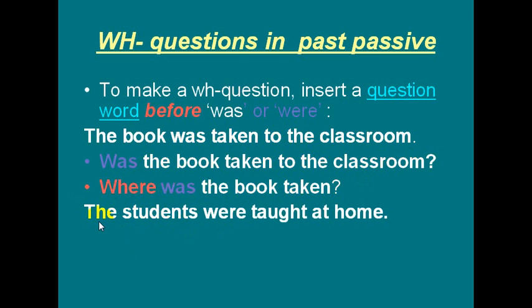Another example. The students were taught at home. This is a passive sentence. First, I will make a yes no question. Once again, I will swap verb to be were and the students the subject. The students were taught at home. It will become were the students taught at home. So I will start with were followed by the students.